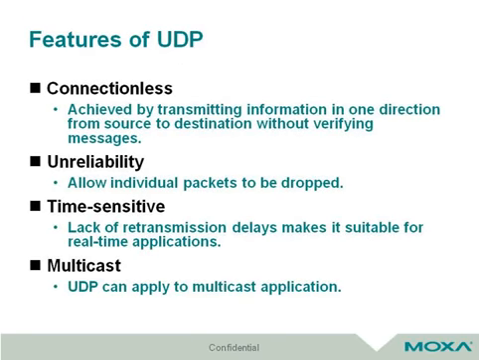Features of UDP. First, connectionless, achieved by transmitting information in one direction from source to destination without verifying messages. Second, unreliability, allowing individual packets to be dropped. Third, time-sensitive. Lack of retransmission delays makes it suitable for real-time applications. Fourth, multicast. UDP can apply to multicast applications.